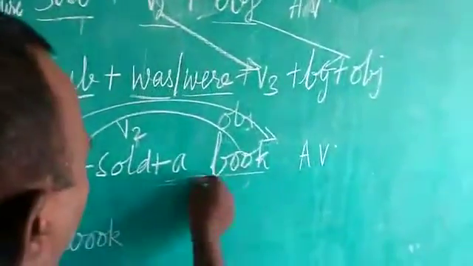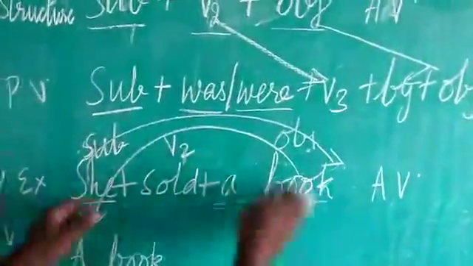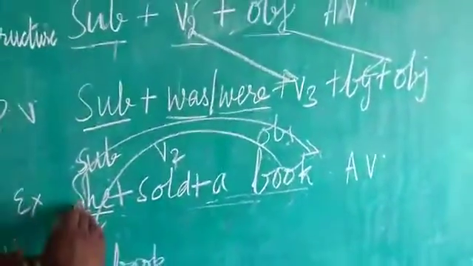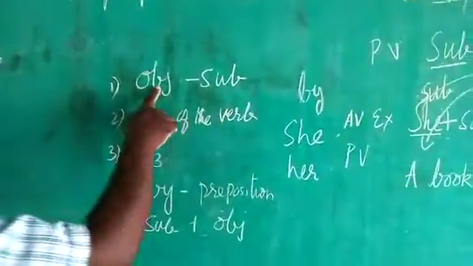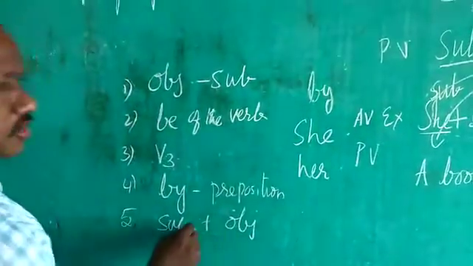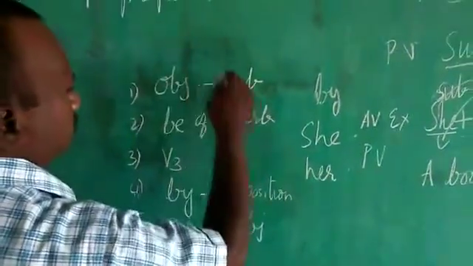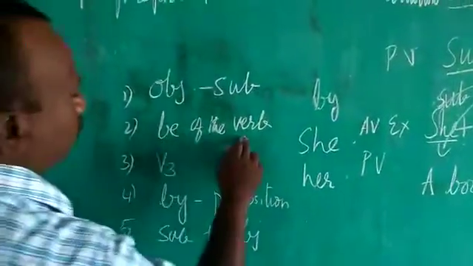Example is given here. Before we go with the example, what are the changes? Active voice sentence will change into passive voice. What are the steps you have to follow? Come here. We are having here 5 steps. First, as I told you, first object to subject. Next, be form of the verb.